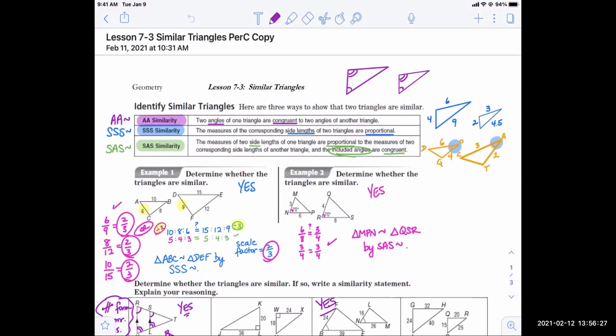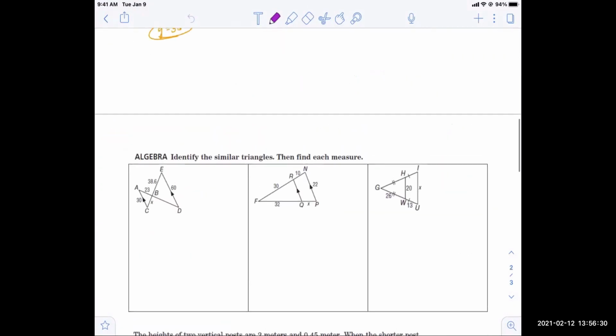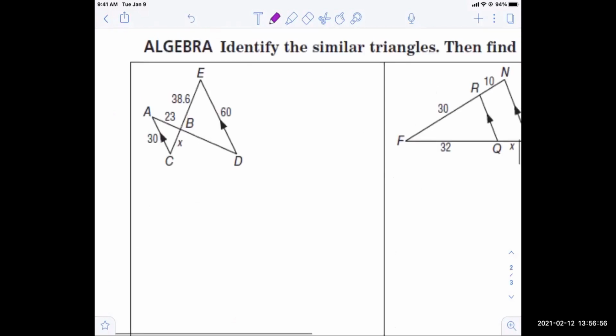Find your 7-3 notes, and we're going to do 2 of the problems on the back side. Tell me why those triangles are similar.